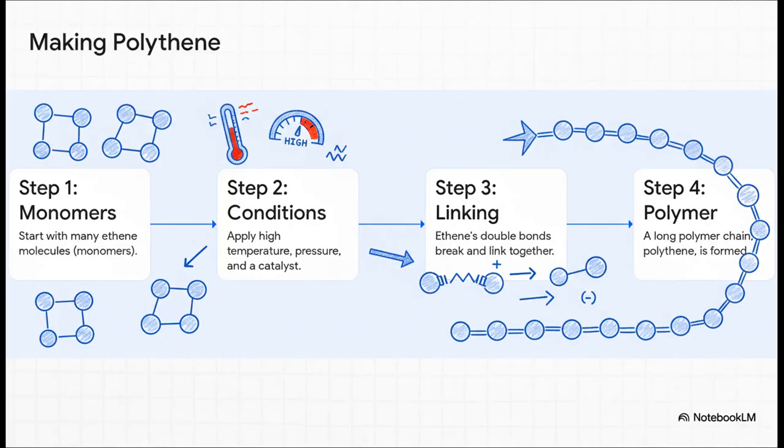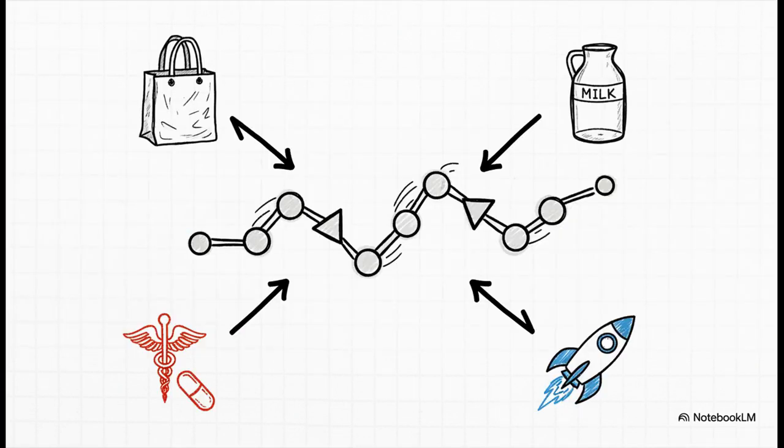So let's see how this works to make a plastic that's everywhere, polythene. You start with a gas called ethene. That's an alkene, remember, with that reactive double bond. You add some high temperature and pressure, and that reactive double bond basically pops open. This allows all the individual ethene monomers to link up, end to end, forming the massive polymer chain we all know as polythene. And that simple process is nothing short of revolutionary. It's how we turn a simple gas into, well, everything.